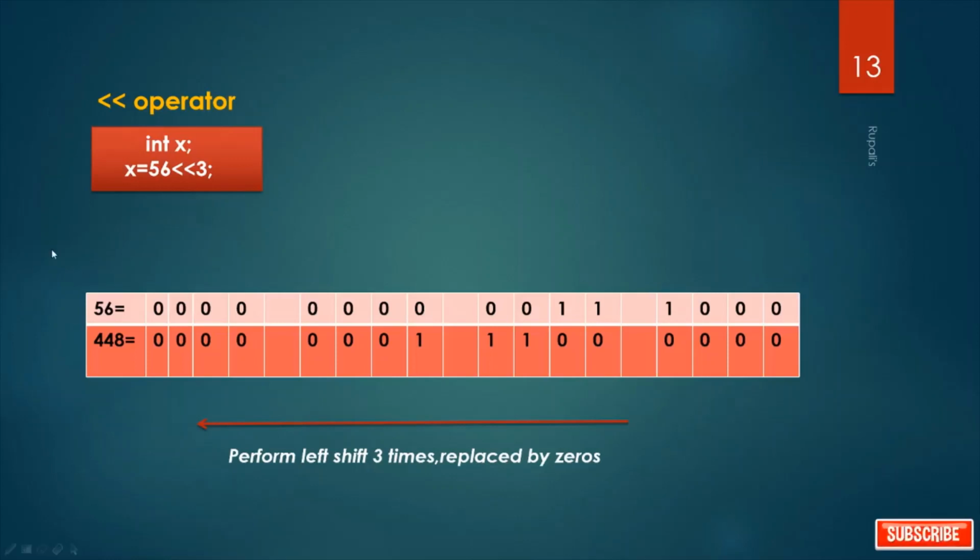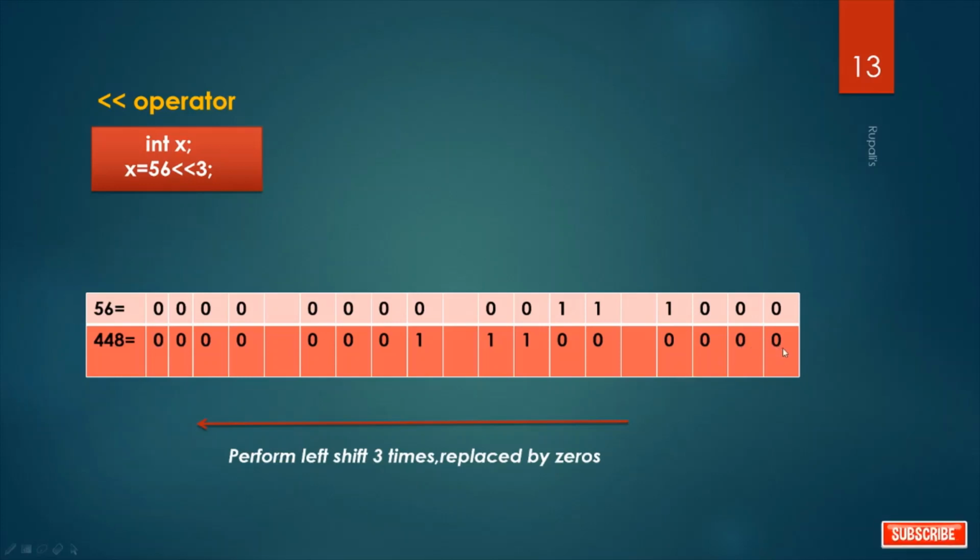Now the left shift operator. Int x equals 56 left shift 3. First represent the binary equivalent of 56. Then you have to perform left shift 3 times. Then append 3 zeros at the right. So append 3 zeros here, because you have to perform left shift 3 times. So the 3 leading bits go out, and 3 new bits are appended here.